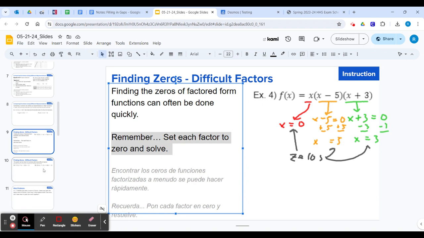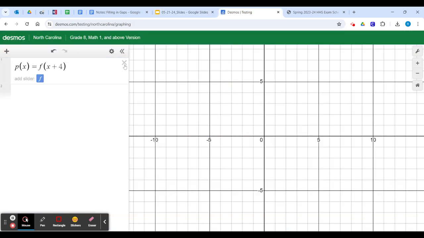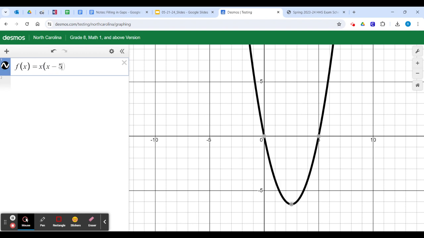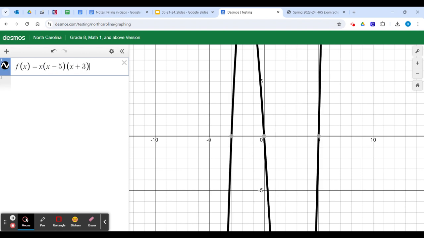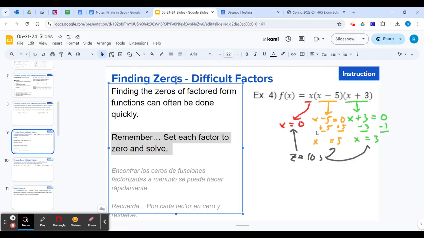Now, we can do the same exact thing. Well, actually, before we move on, let me just throw this in Desmos real quick to show that this is what's up. So f of x equals x times x minus 5 times x plus 3. Boom, we have zeros at negative 3, 0, and positive 5. That lines up with what we got from our work.